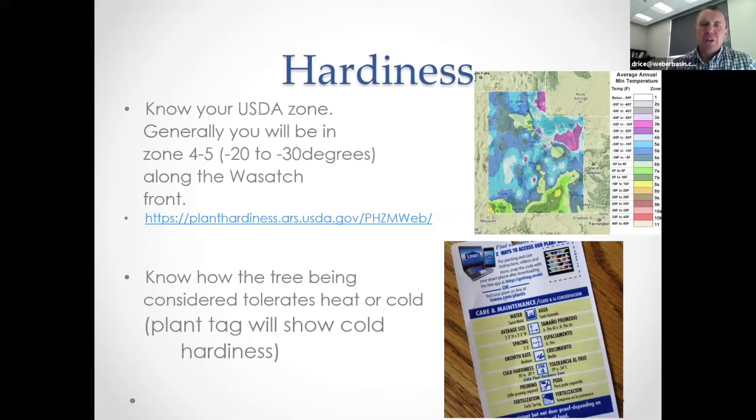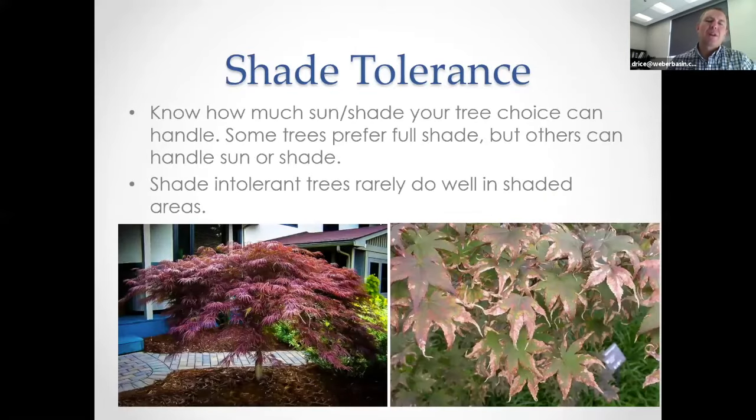You don't want to plant a tree that's marginally hardy and have a cold winter and the next year it's dead. The plant tags that you'll see at the nursery almost always have that information on them. They'll have water requirements, soil requirements, and cold hardiness requirements. So always pay attention to that zone quality.